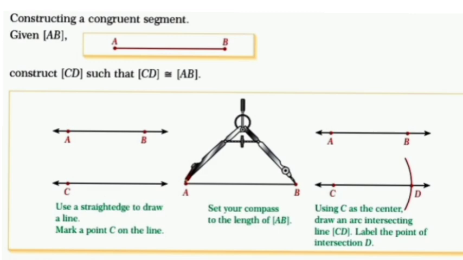Constructing a congruent segment. Construct line segment CD such that line segment CD is congruent to line segment AB. Use a straight edge to draw a line. Make a point C on the line. Set your compass to the length of line segment AB. Using C as the center, draw an arc intersecting the line. Label the point of intersection D.